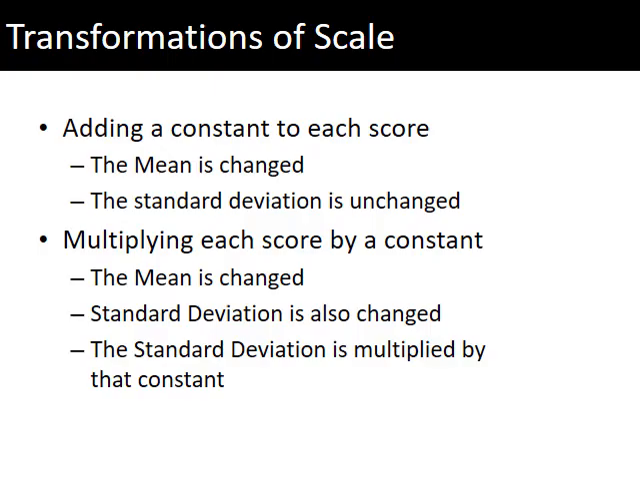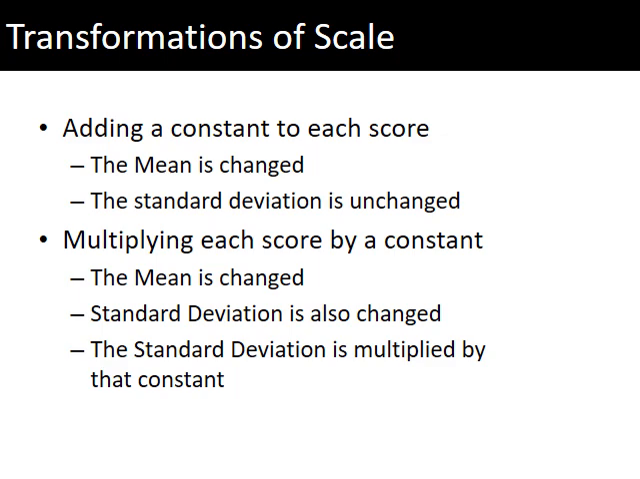One last concept I want to cover regards transformations of scale. So you may have some reason to transform a set of data. Say you had a set of data representing weight, and you find out that the scale that was used to collect the weight data was too low by 5 pounds, so you add 5 pounds to every score. So this is going to change your mean. It might be intuitive to you that the mean would change by 5 pounds if every score changes by 5 pounds. It's also important to note, though, that the standard deviation remains unchanged. So if you add a constant to each score, the mean changes, but the standard deviation remains unchanged.